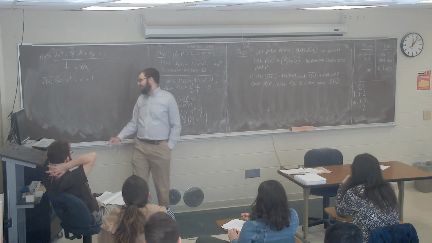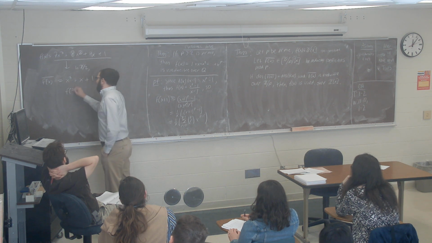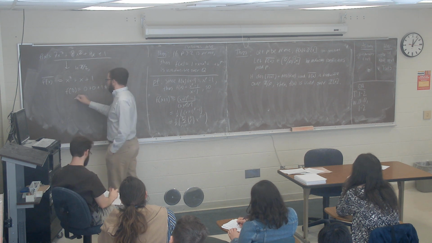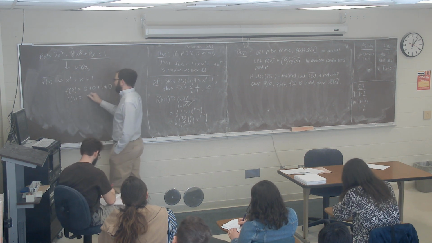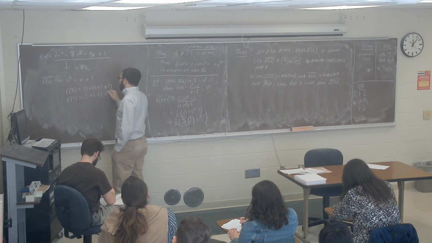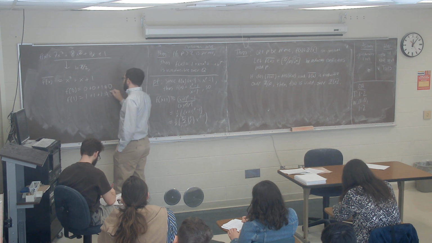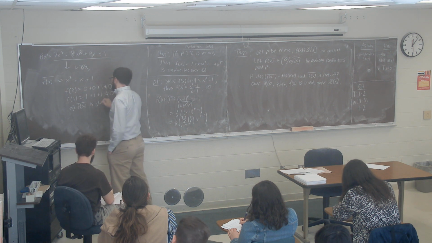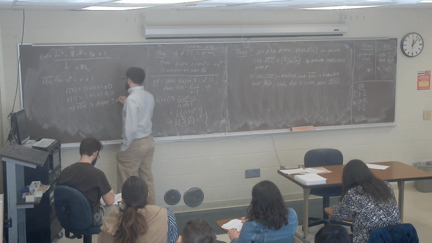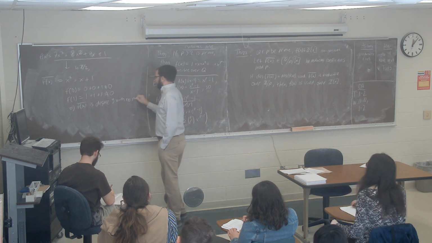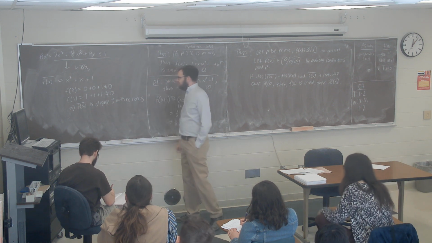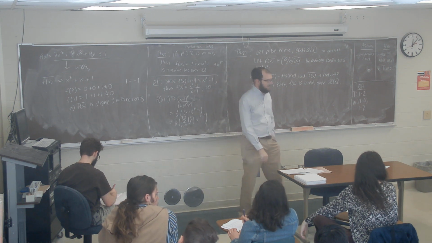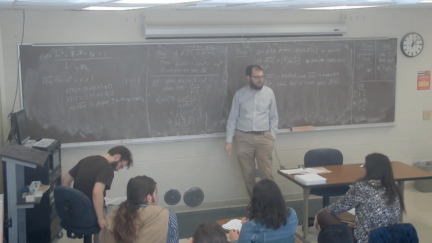2. F of 0 equals 0 plus 0 plus 1, which is not equal to 0. F of 1 is equal to 1 plus 1 plus 1, which is 3, which is non-zero in Z mod 2. So f of x is degree 3 with no roots. You have to technically check negative 1 as well. No, because we're in mod 2. 1 equals negative 1.